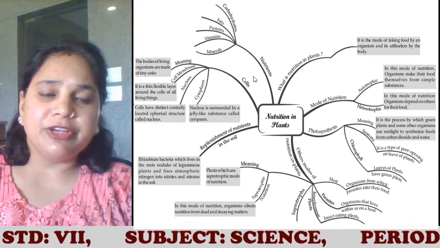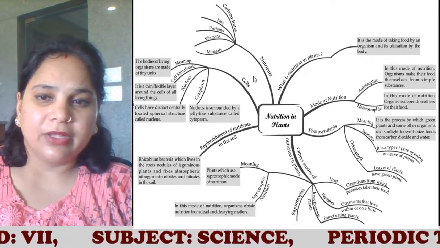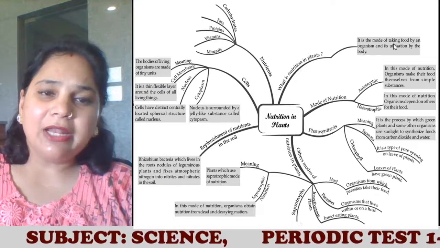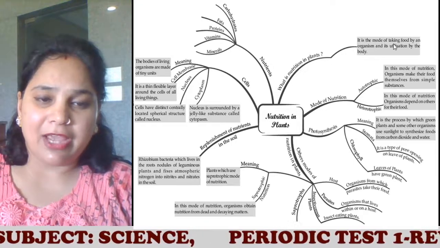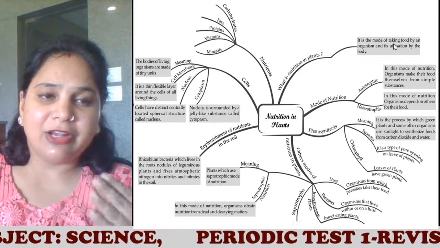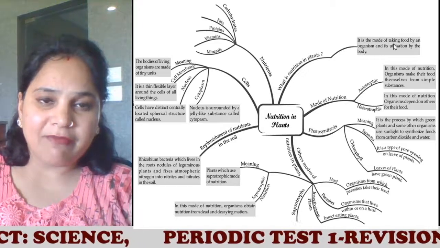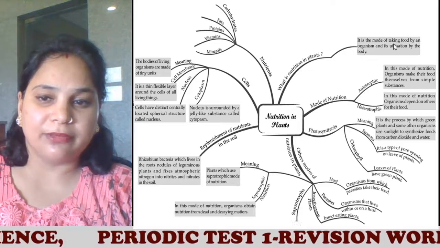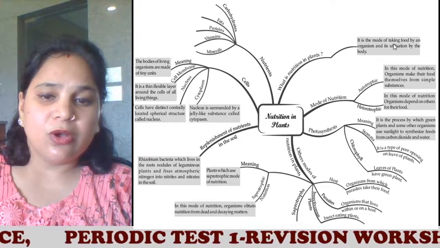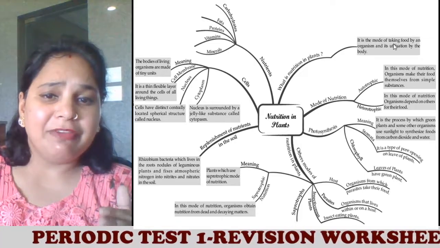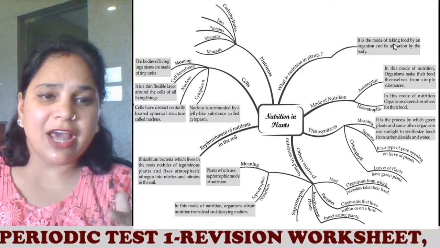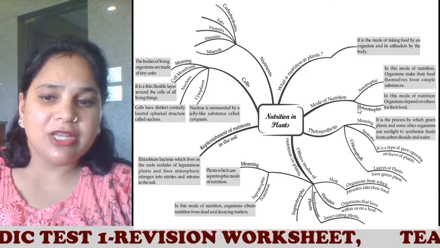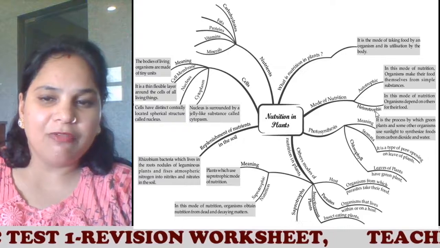So, what is nutrition in plants? It is a mode of taking food by the organism and its utilization by the body. We have to take the food and then utilize it in the body. In the same way, plants also take in food and utilize it for various functions in the body. So when we talk about nutrition, there are 2 modes of nutrition. First is the autotrophic mode of nutrition, then second is the heterotrophic mode of nutrition.